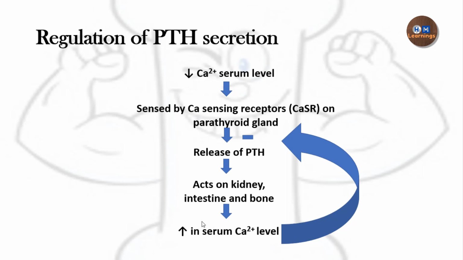But when there is an increase in the serum calcium level, this will again negatively inhibit the release of the parathyroid hormone, because the parathyroid hormone is now no longer required. This is called a negative feedback.